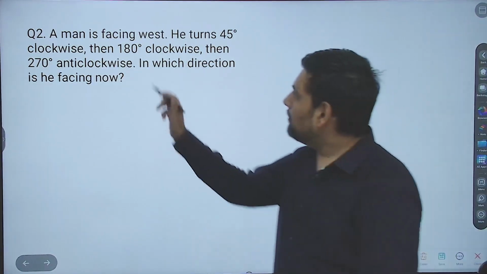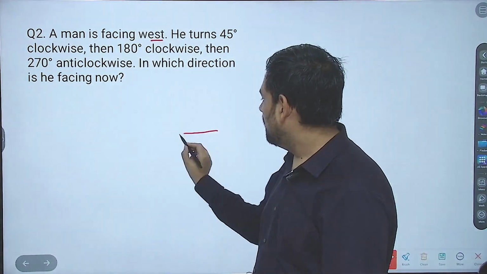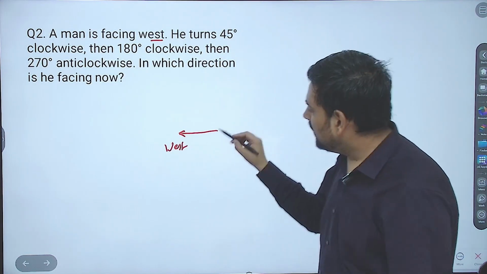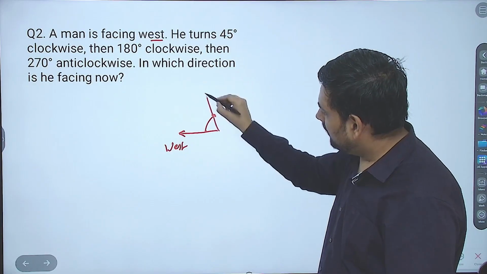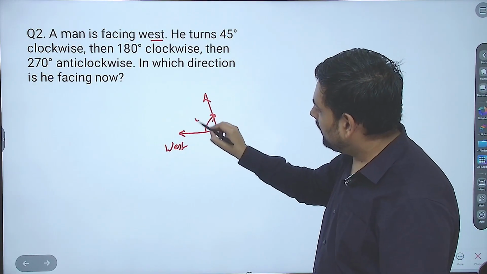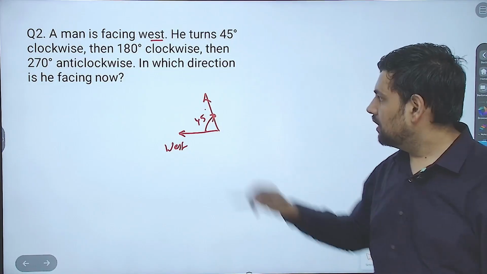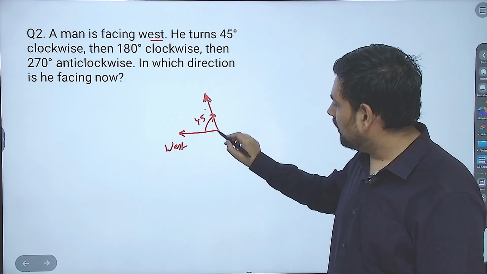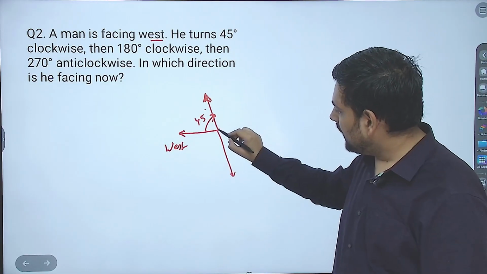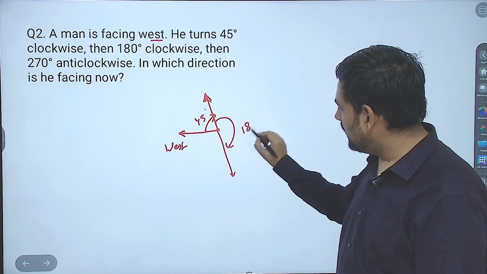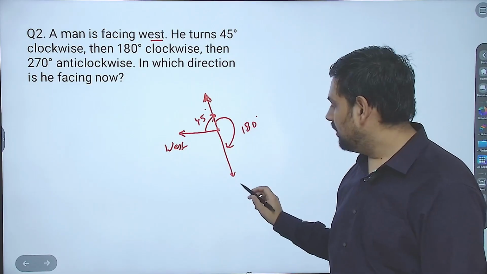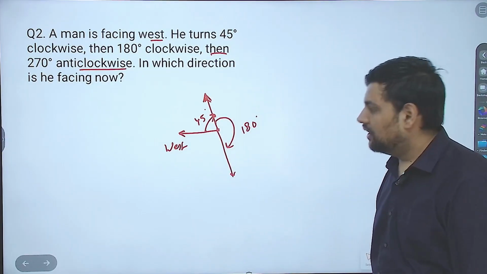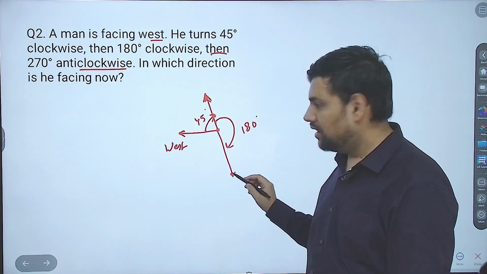Next question says, a man is facing west. Then he turns 45 degrees clockwise, same as before, so he reaches in this direction. Then 180 degrees clockwise, which will be exactly opposite. Now after this, then 270 degrees anti-clockwise. Now he has reached here, and now he has to go 270 degrees anti-clockwise.